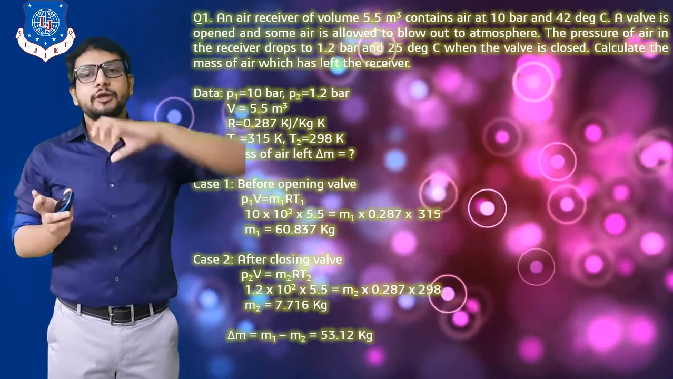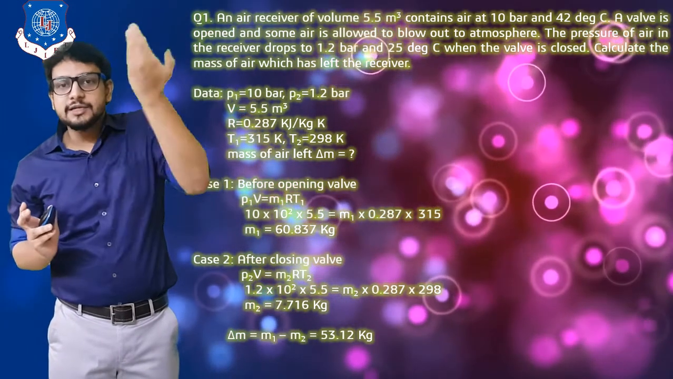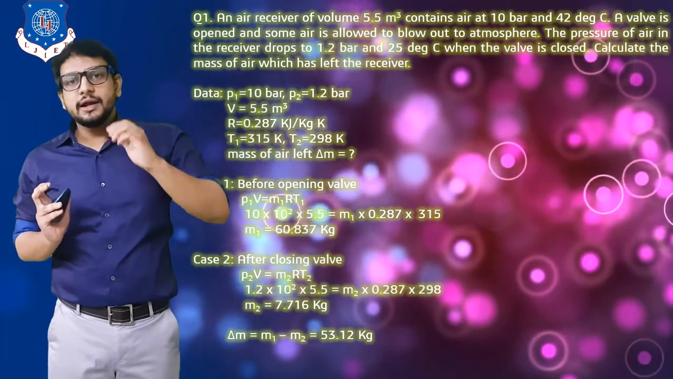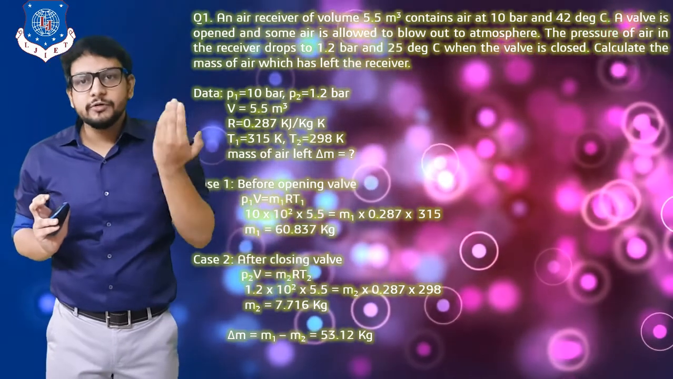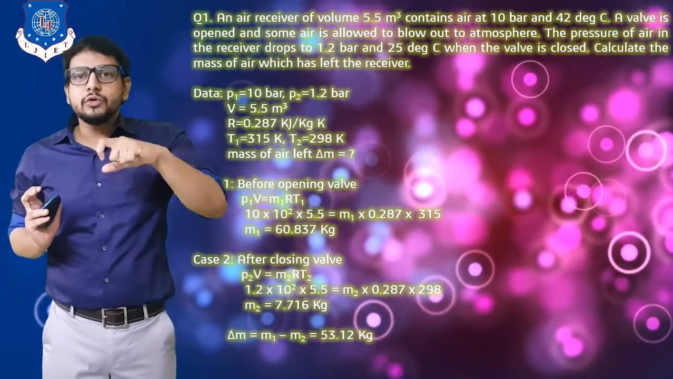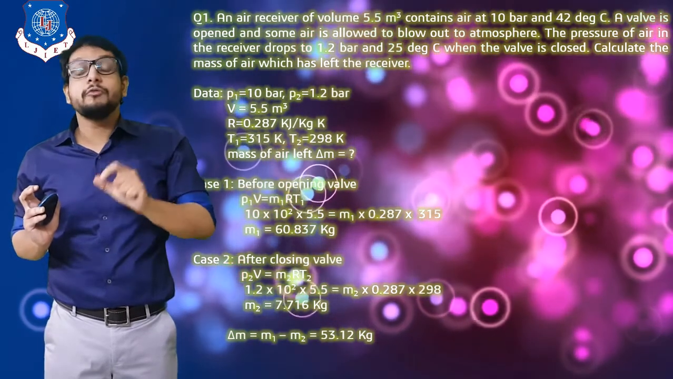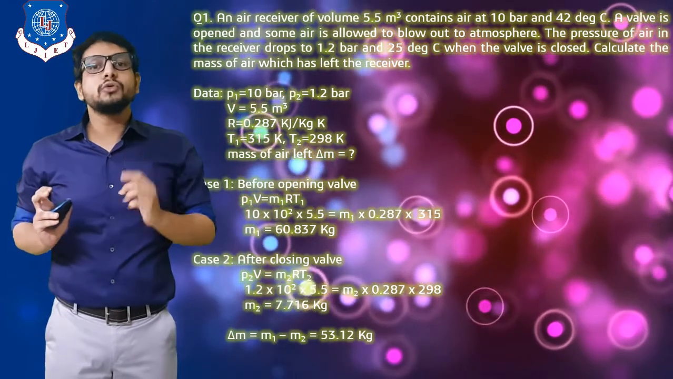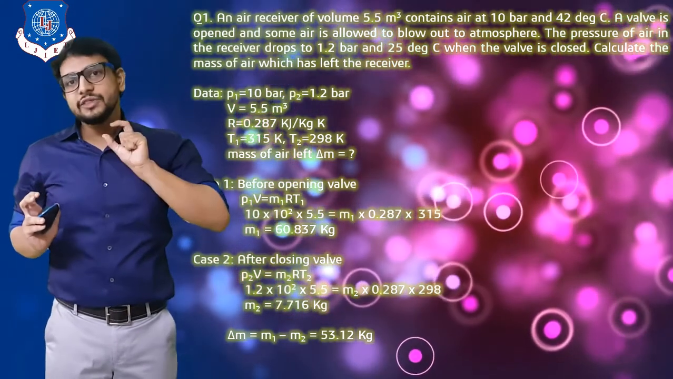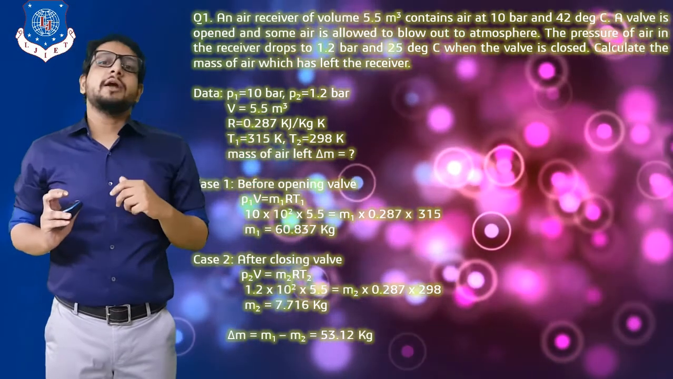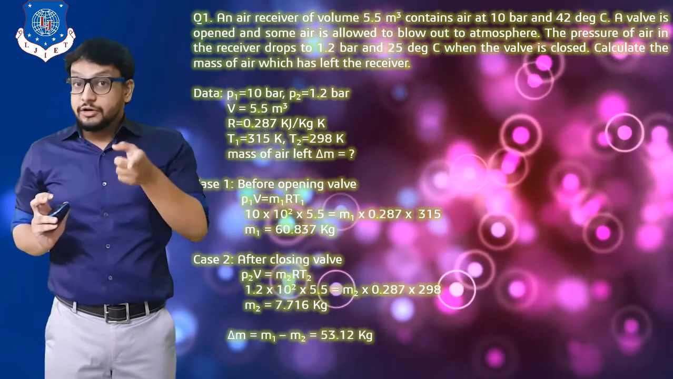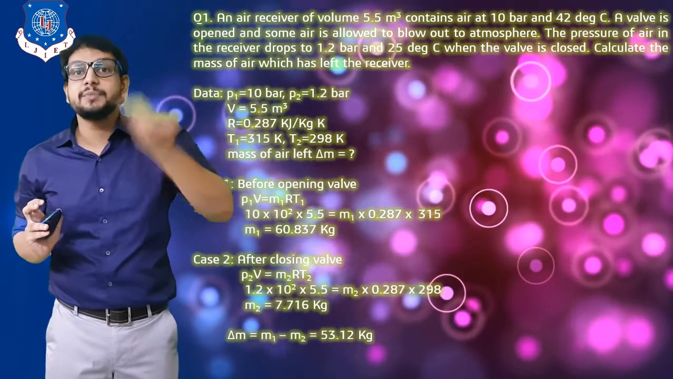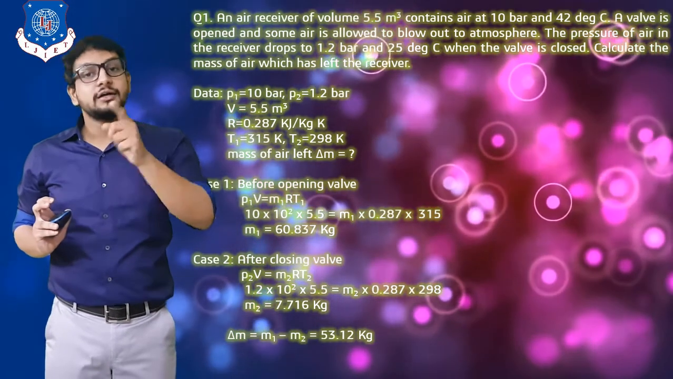Now what has happened? We have opened the valve and we are allowing some air to come out from the air receiver. It has been told that after some air gets out from the receiver and the valve is closed, the pressure of the air inside the receiver drops to 1.2 bar, and the temperature of that air inside the receiver becomes 25 degree Celsius after closing the valve. Remember, we need to calculate how much air has come out from this air receiver.